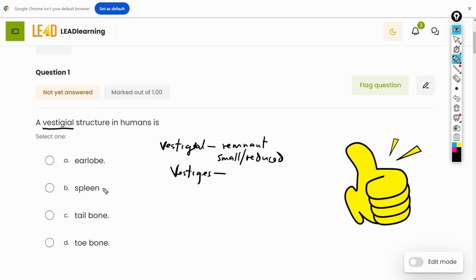Now, the spleen has its function in man. The earlobe has its function in man. The tailbone, also called the coccyx, has no specific function in man. Of course, the toe bone still has its function in man. So our correct answer is option C, the tailbone.